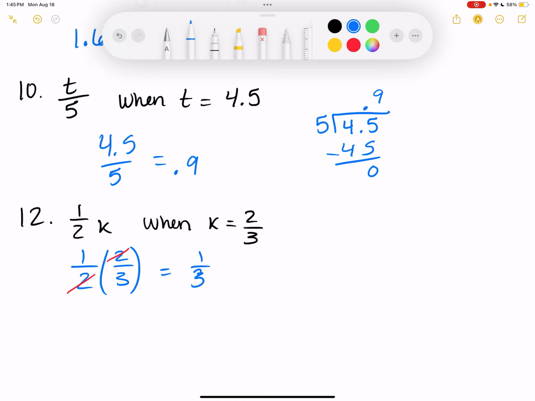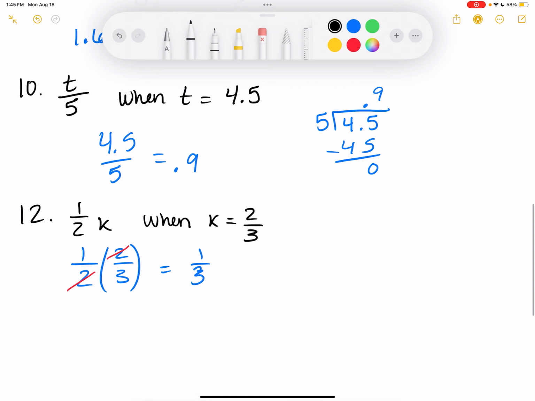The next problem says to write the power in words and as a product. I'm not really that worried about you writing out in words what's happening, but you do need to write it out as the product of whatever. So for 16, we have 12 raised to the 5th power. You don't need to write this is 12 to the 5th power. Just show me that you know that this is 12 times 12 times 12 times 12 times 12.